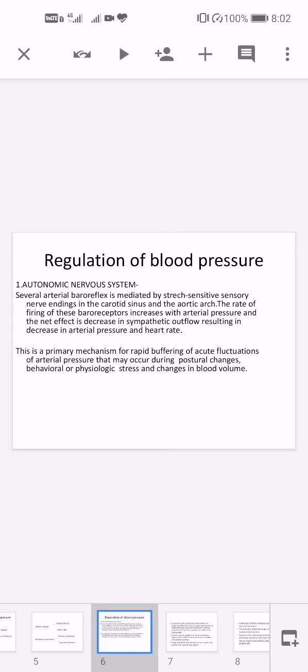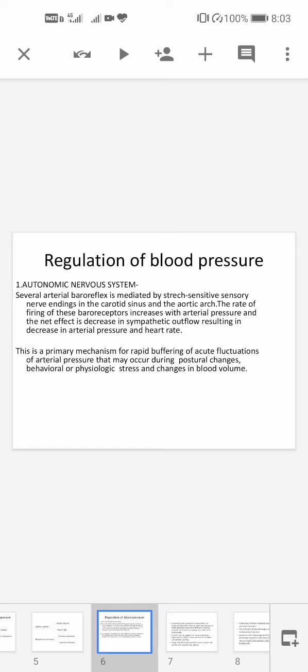Arterial baroreflex is mediated by stretch sensitive sensory nerve endings in the carotid sinus and the aortic arch, and the rate of firing of these baroreceptors increases with arterial pressure, and the net effect is a decrease in the sympathetic outflow, resulting in a decrease in arterial pressure and heart rate.